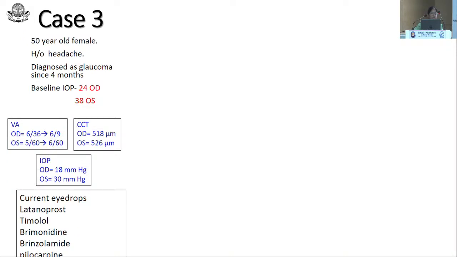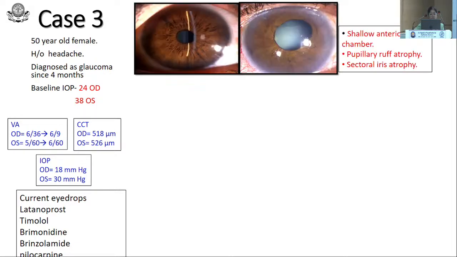Coming to case 3, a 50-year-old female, history of headache, diagnosed as glaucoma since 4 months. Baseline IOP is 24 in the right eye and 38 in the left eye. Visual acuity in the right eye is 6/36, improving to 6/9, and in the left eye it is 5/60, improving to 6/60, CCT normal. IOP at present in the right eye is 18, whereas in the left eye it is 30. Patient is currently on 5 anti-glaucoma drugs.